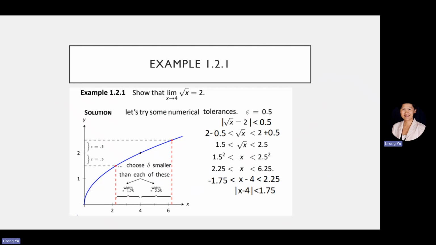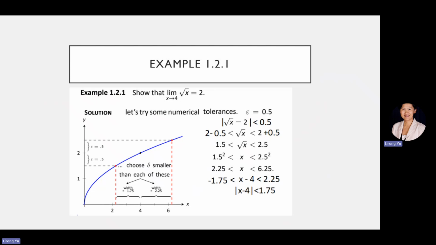So here you say the limit of root of x when x approaches 4 is 2. I can do the calculation. I can plug in 4, and root of 4 is 2. That doesn't mean this is a proof. To actually prove it, we have to show that tendency: if x is getting closer and closer to 4, then root of x is getting closer and closer to 2. That's the idea of a limit.